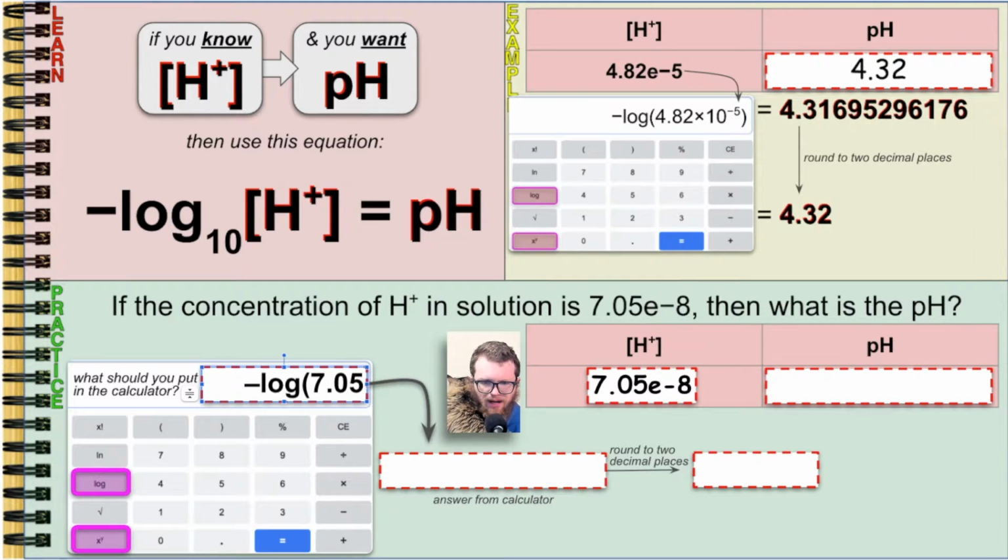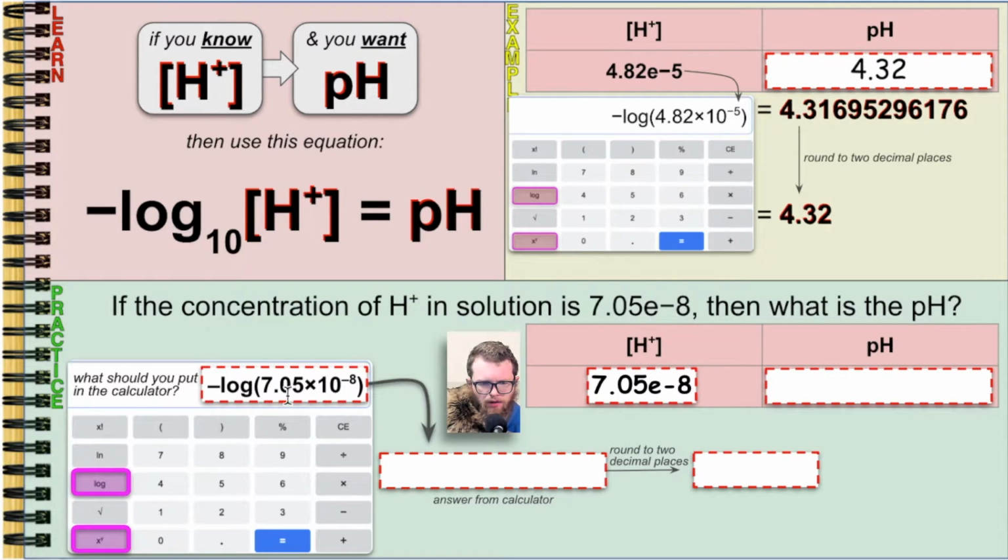7.05, and then I'm not going to use the E key. I'm going to say times 10, and then in superscript, I'm going to say negative 8, and then close parentheses.